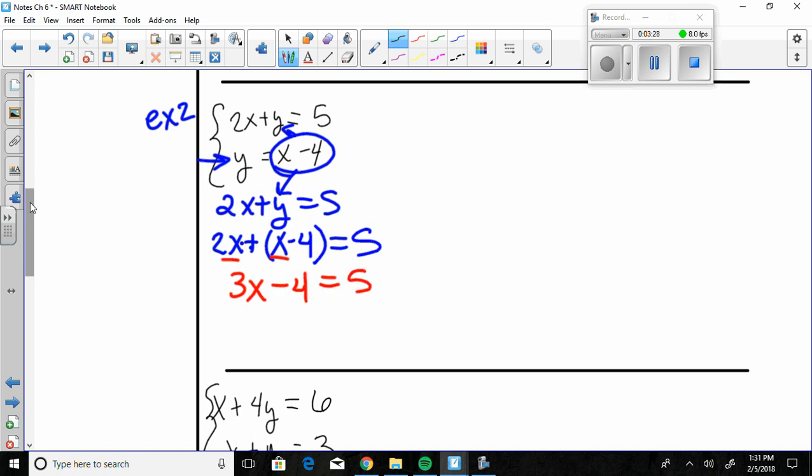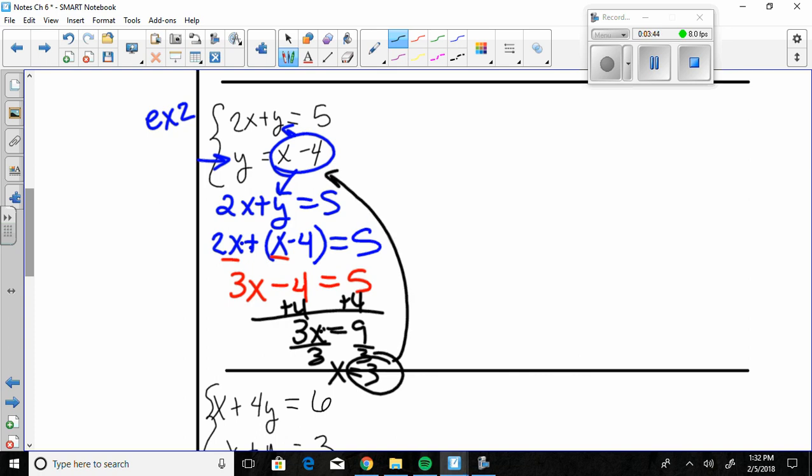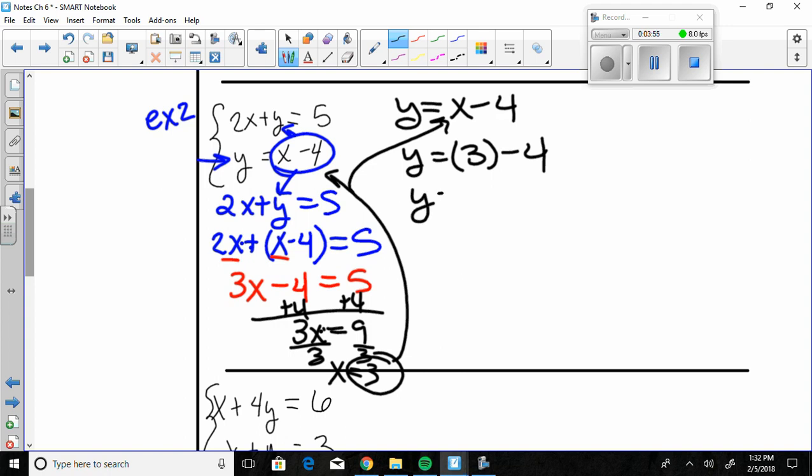Solving for x here, add 4. I get 3x equals 9. Divide by 3. So x is equal to 3. Now I take that and plug it into either equation. I'm going to plug it into the second one since it's y equals, and y is what I'm looking for. So it goes there, up into that x. So we get y is equal to 3 minus 4. So y equals negative 1. So we have an answer of 3, negative 1.